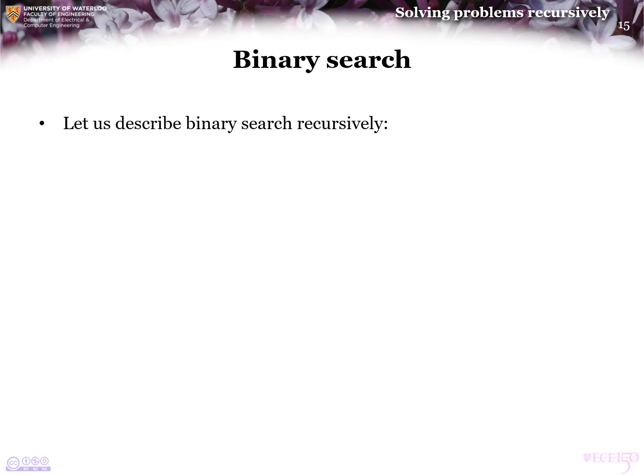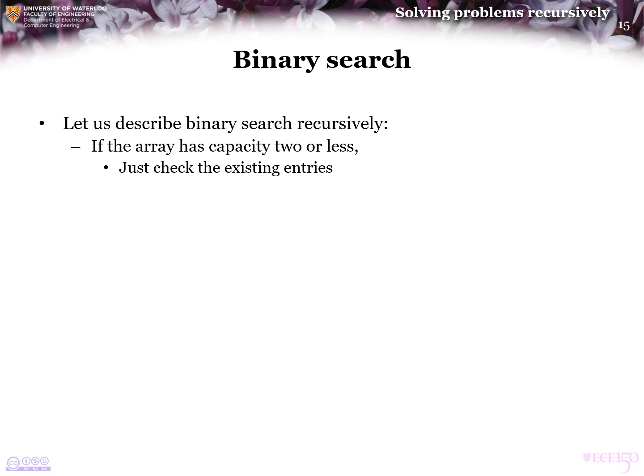Let us first begin by describing the binary search recursively. For simplicity, we're going to have the base case as follows. If the array has a capacity of 2 or less, essentially this means that all we have to do is check the existing entries to see if our value is there, and if so, return the appropriate index, otherwise return the capacity.